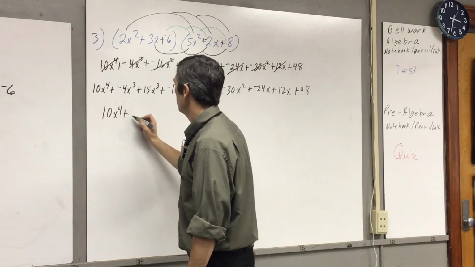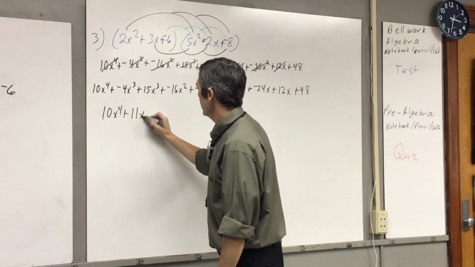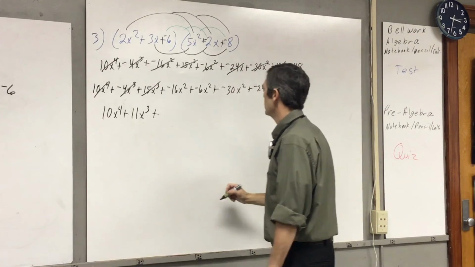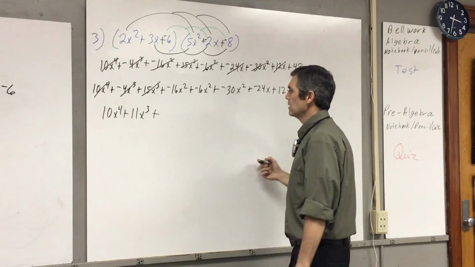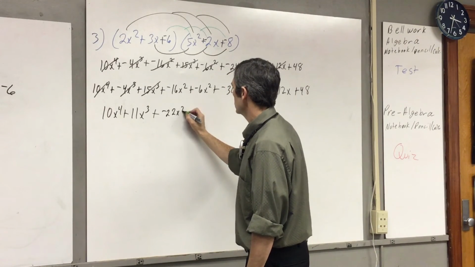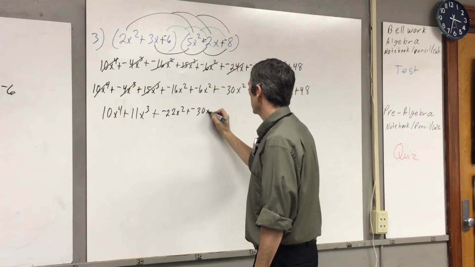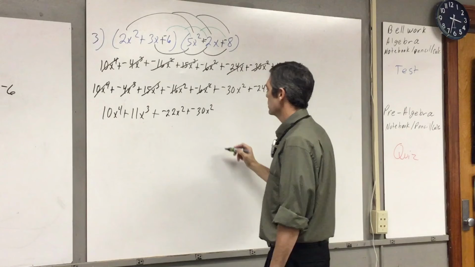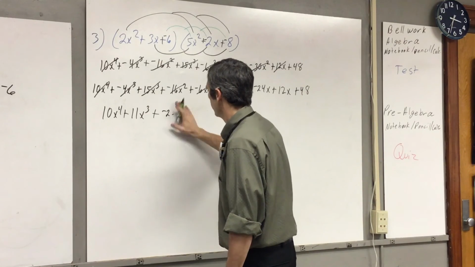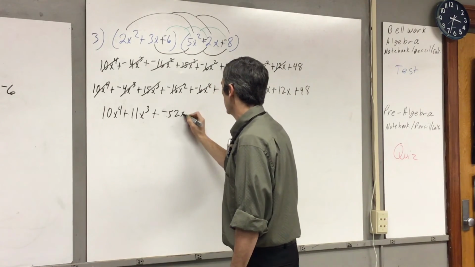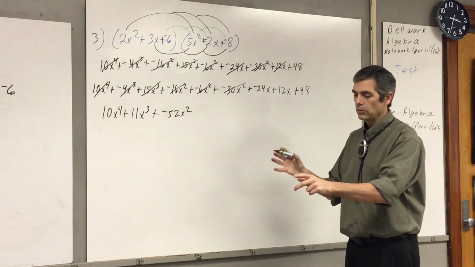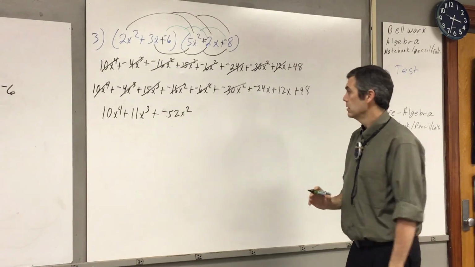10x to the fourth plus 11x to the third. That's that, that's that, that's that. Plus, and now we have three of these. So negative 22x to the second plus negative 30x squared, and I'm going to combine these two real quick. Okay, so negative 52x to the second. That gets those combined. Okay, you might do something like that where you combine them and then you look again and combine the other, and that makes it a little bit quicker, a little bit less paper.